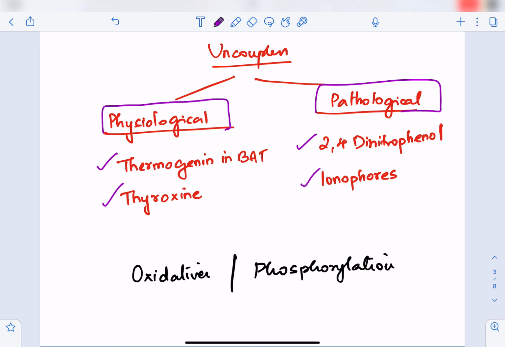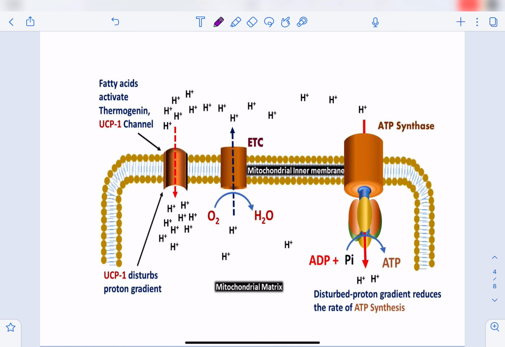Now what are these uncouplers? They are compounds that uncouple oxidation from phosphorylation. So let's see how they do that. We all know what oxidation is. Here in the electron transport chain, what happens?